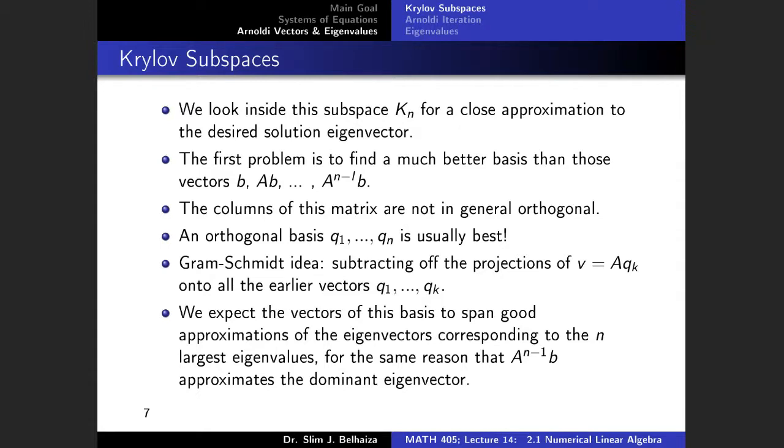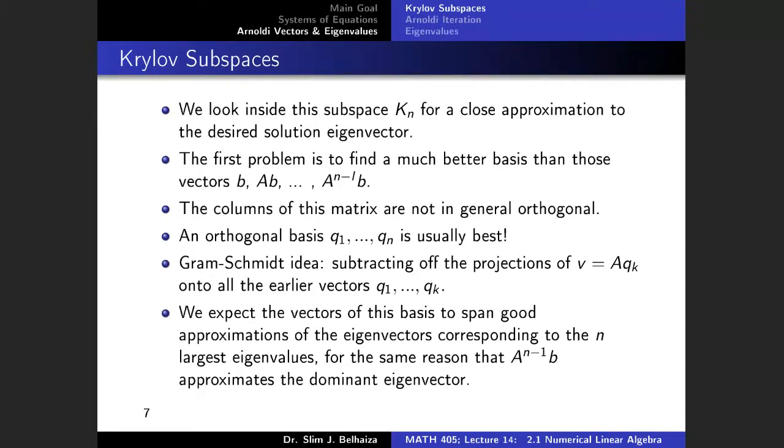So we are just mainly interested in the largest chunks of the matrix. So we are interested in computing numerically these largest chunks. The first problem is to find a much better basis than those in the Krylov subspace. Why? Because these vectors in the Krylov subspace are not generally orthogonal. And there is a way to generate some of them.